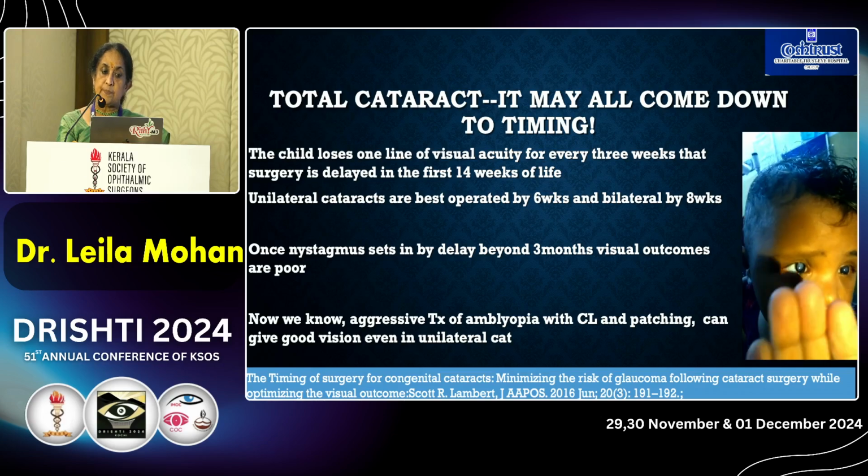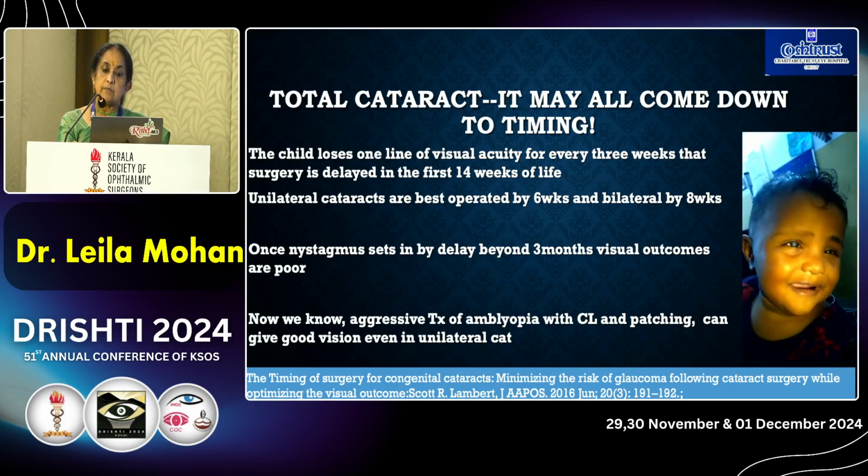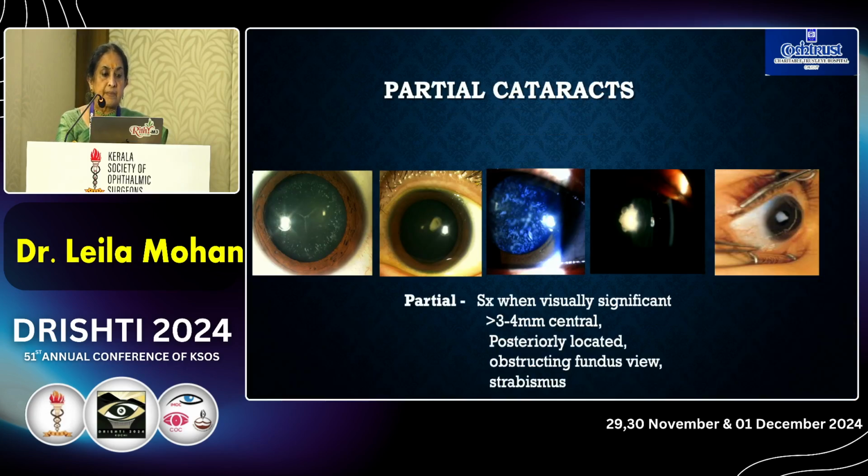Unilateral cataracts are best operated by 6 weeks and bilateral by 6 to 8 weeks. Up to 8 to 10 weeks is also acceptable in bilateral cases. But if you prolong beyond 3 months, they develop nystagmus, and then you cannot expect vision beyond 6/60. Now we know aggressive treatment of amblyopia with contact lens and patching can give good vision even in unilateral cases. There was a time when we used to say that if you do cataract surgery and leave them phakic, there is no point doing surgery. Now it's not so. Even unilateral cases can get good vision.